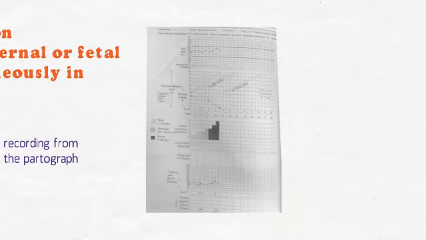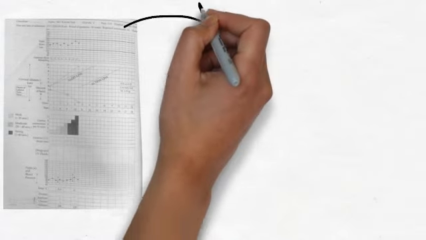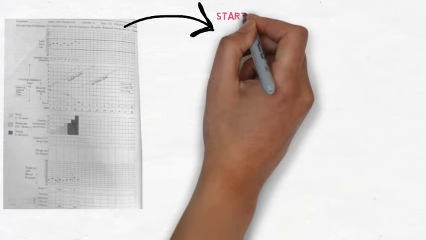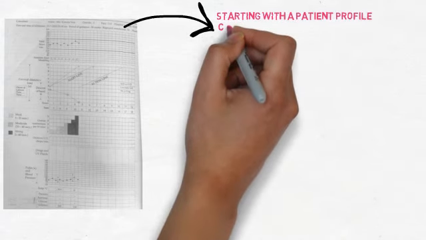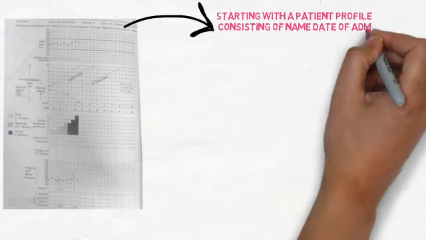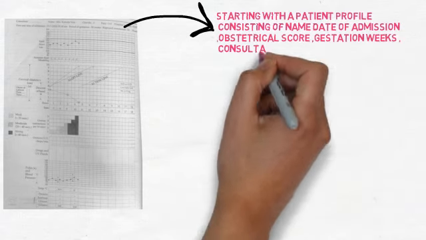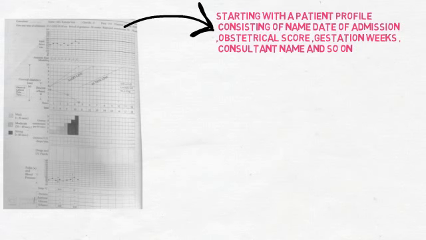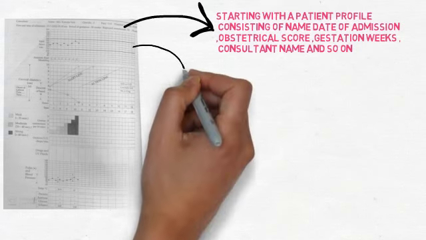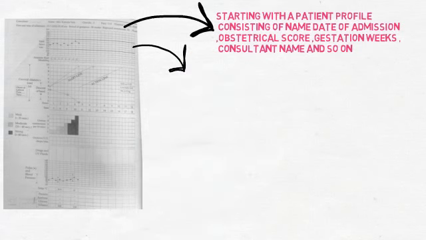So this is the picture of the partograph. That form is itself known as a partograph. So the first section, it's starting with the patient profile, which includes name, date of admission, obstetrical score, gestation weeks, consultant names, and so on. That's the first section.